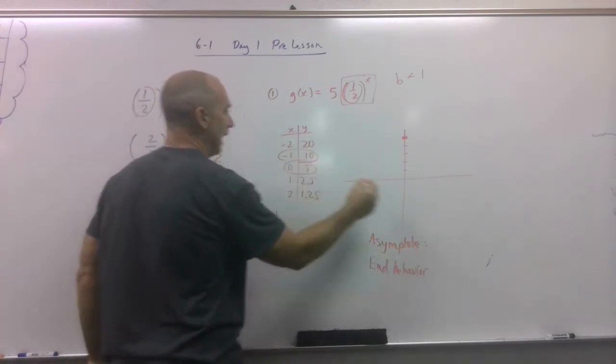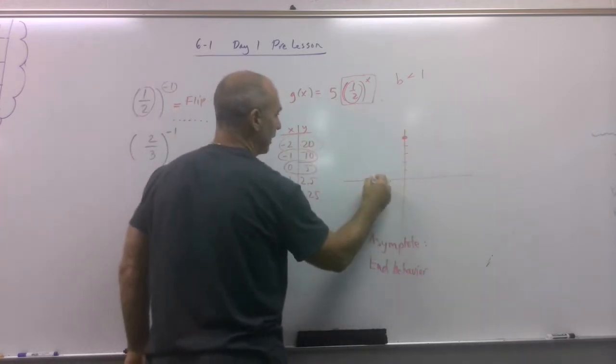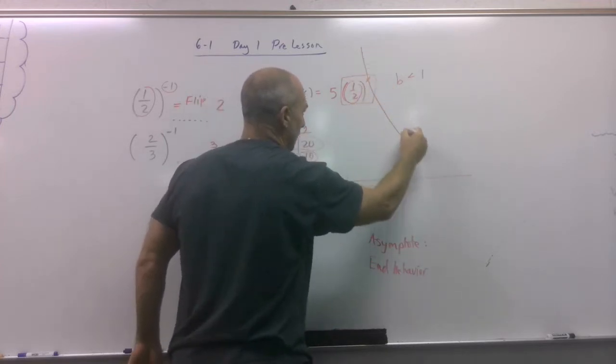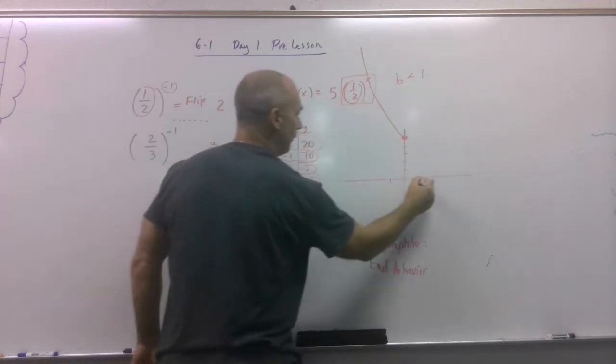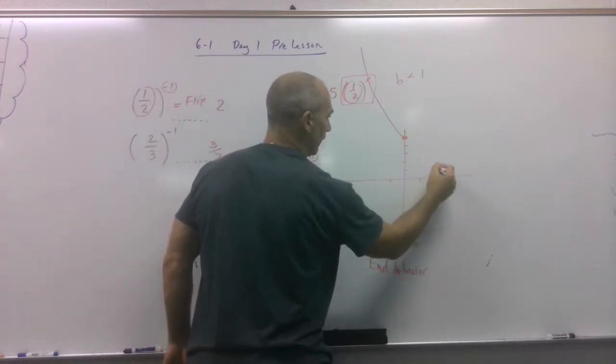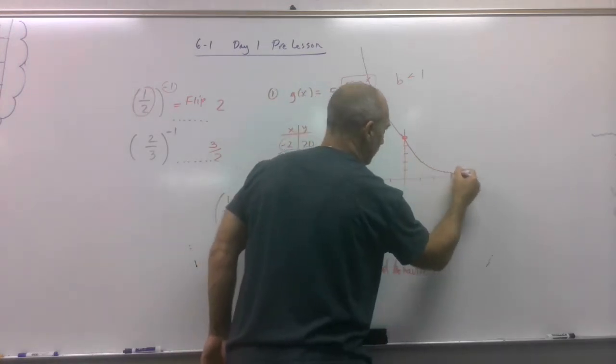And now -1, 10 would be like bing, and then way up here. -2, 20, you can kind of see where this is going, way up there. You can see this is coming in like this, and then 2.5 would be right about there. 1.25 would be right there, so you can see that this is coming this way.